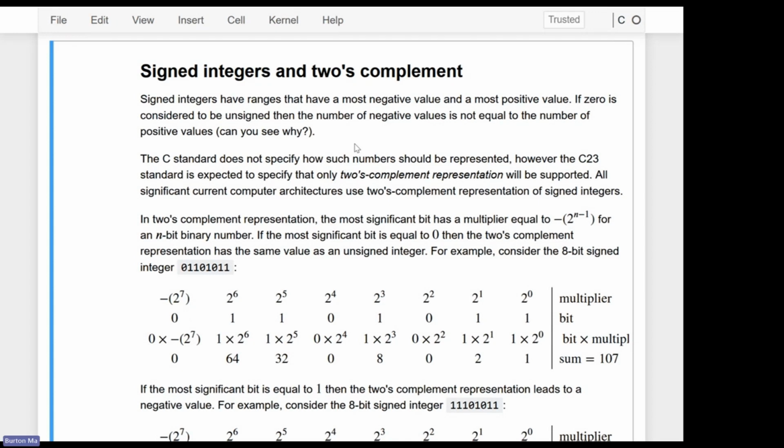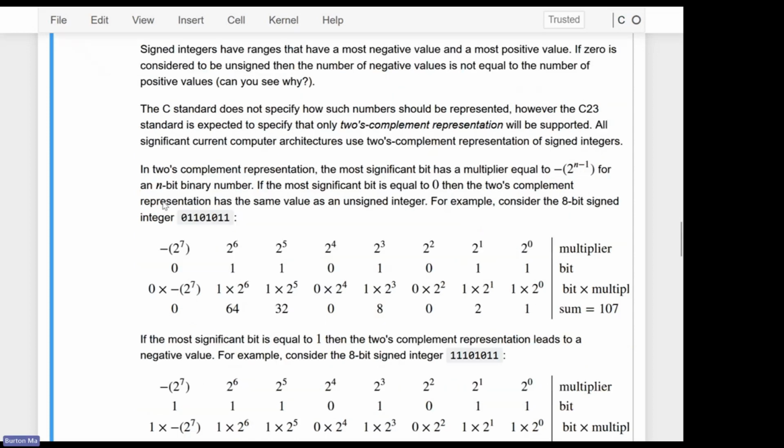The C standard, because C is meant to work on any computer architecture, previous versions of the standard didn't actually say how integers should be represented. So you might have a binary encoding of an integer on one computer that is completely different from the binary encoding of an integer on another computer. Almost all computers nowadays, though, use two's complement. So the C23 standard is supposed to say all integers shall be represented using two's complement. So what is this thing called two's complement?